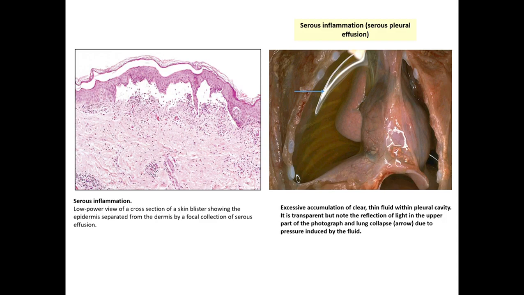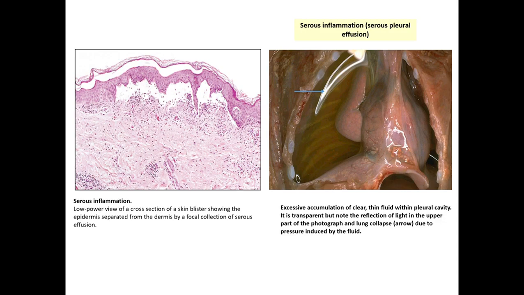Here you have the two examples. On the left side is the serous inflammation. This is a low power view of a cross section in the skin blister. It shows the epidermis separated from the dermis by a focal collection of serous fluid. Of course this fluid appears transparent, between the epidermis above and the dermis below. You see the white space, which is the space containing the transudate that forms the blister. So this is an example of serous inflammation.